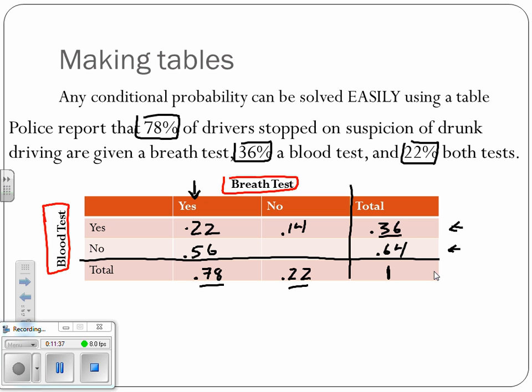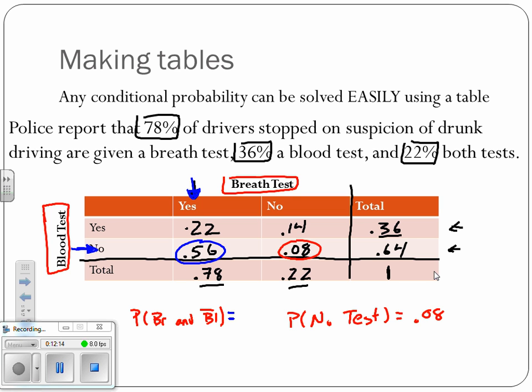And so the missing piece here, 0.08. So what we can pull from this, right, 0.08 is in the no and no category, which means that the probability that you were given no test is 0.08. The probability that you were given the breath and no blood test, right? So that would be you were given the breath test, and you were not given the blood test. Where do those two overlap? That would be right there at 0.56.